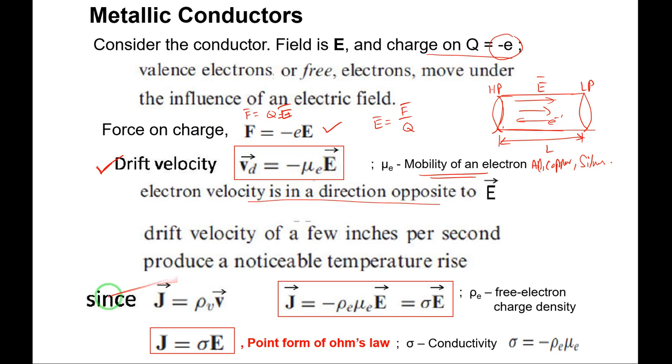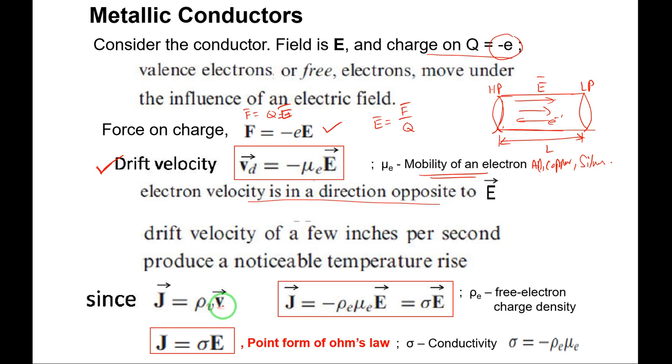Okay, then we know this relationship. The motion of charges constitutes current: J equals rho v into v. This is the velocity of the charge. This we are familiar with. Then what is the drift velocity? This is the drift velocity, so minus mu e into E. I will substitute here, minus mu e into E. Then what is this rho v? Here the charges are free electrons, so the volume charge density here is the free electron charge density, rho e. Instead of rho v, I will write it as rho e. This rho e is nothing but the free electron charge density, right?